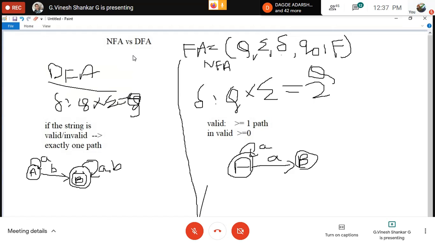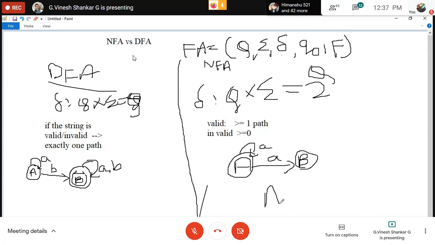How NFA? Because see, A to A, I'm having two transitions here. I'm having two paths. A to A, I'm going A to A, again I'm going B. So this is called NFA. A to A, only A to B, B. B to A, B, B to B, B. Only one path, this is DFA and this is NFA.